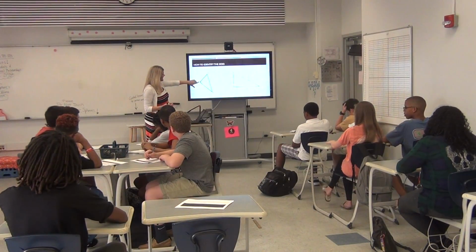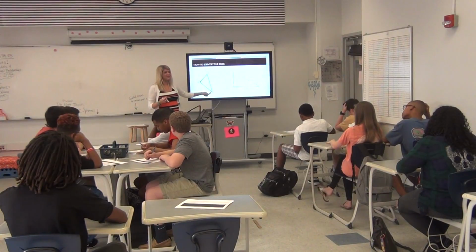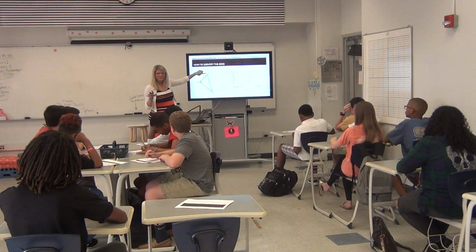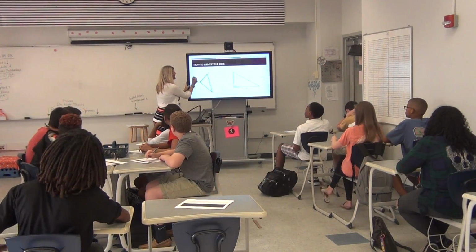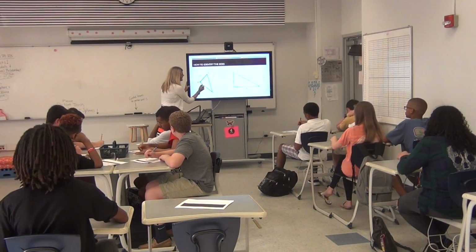So this side length and this side length, they have special names. All right, does anyone know? I just want to check and see if anybody knows what their names are. All right, they're actually called legs. They're the legs of the triangle.